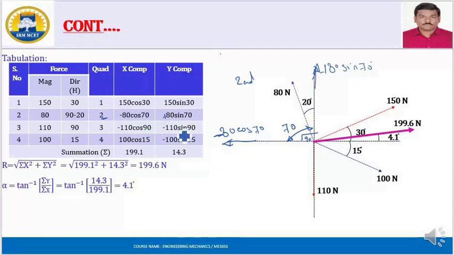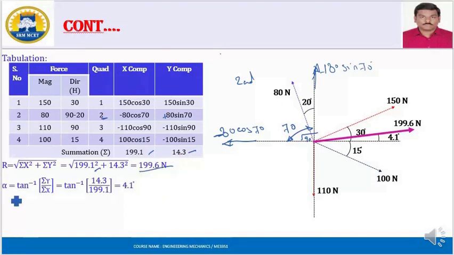Similarly we resolve the remaining two forces and get minus 110 cos 90, minus 110 sin 90, and 100 cos 50, minus 100 sin 50. If you add the x components and y components, we get the x component 199.1 and the y component 14.3. The formula for the resultant is R equals the root of the summation of x squared plus the summation of y squared. Substituting, we get the resultant 199.6 Newton.